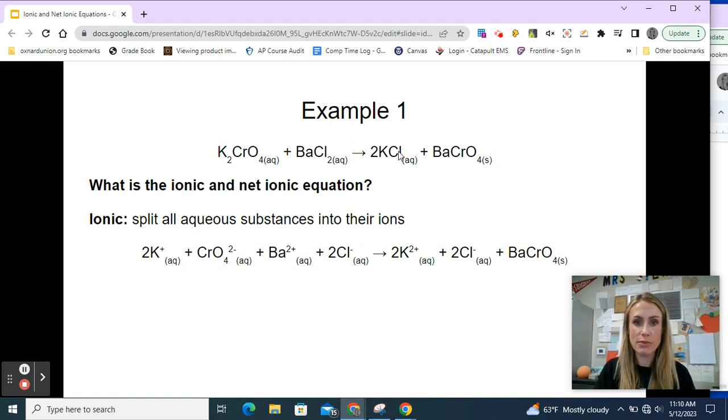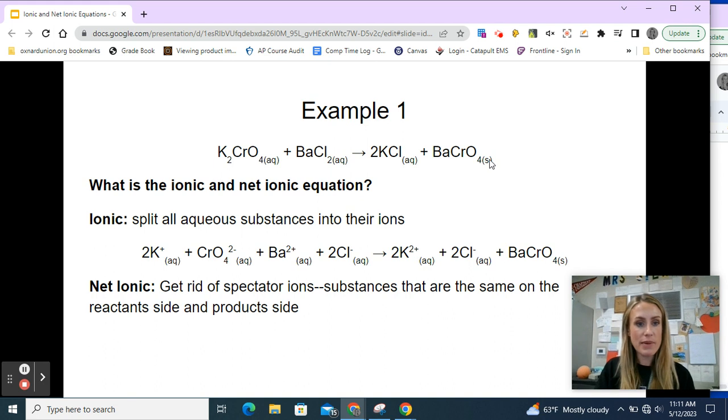Again, potassium chloride, I'm going to split that up into potassium. This is a typo, of course. I haven't fixed it yet. This should be just +1, right? Because potassium is an alkali metal, in that first group. It becomes a +1 charge when it becomes an ion. And then I have 2 chlorides right here. And then my barium chromate, I'm going to leave as is because it's not aqueous. So it's not going to split up in solution. It's going to be a solid in my solution.